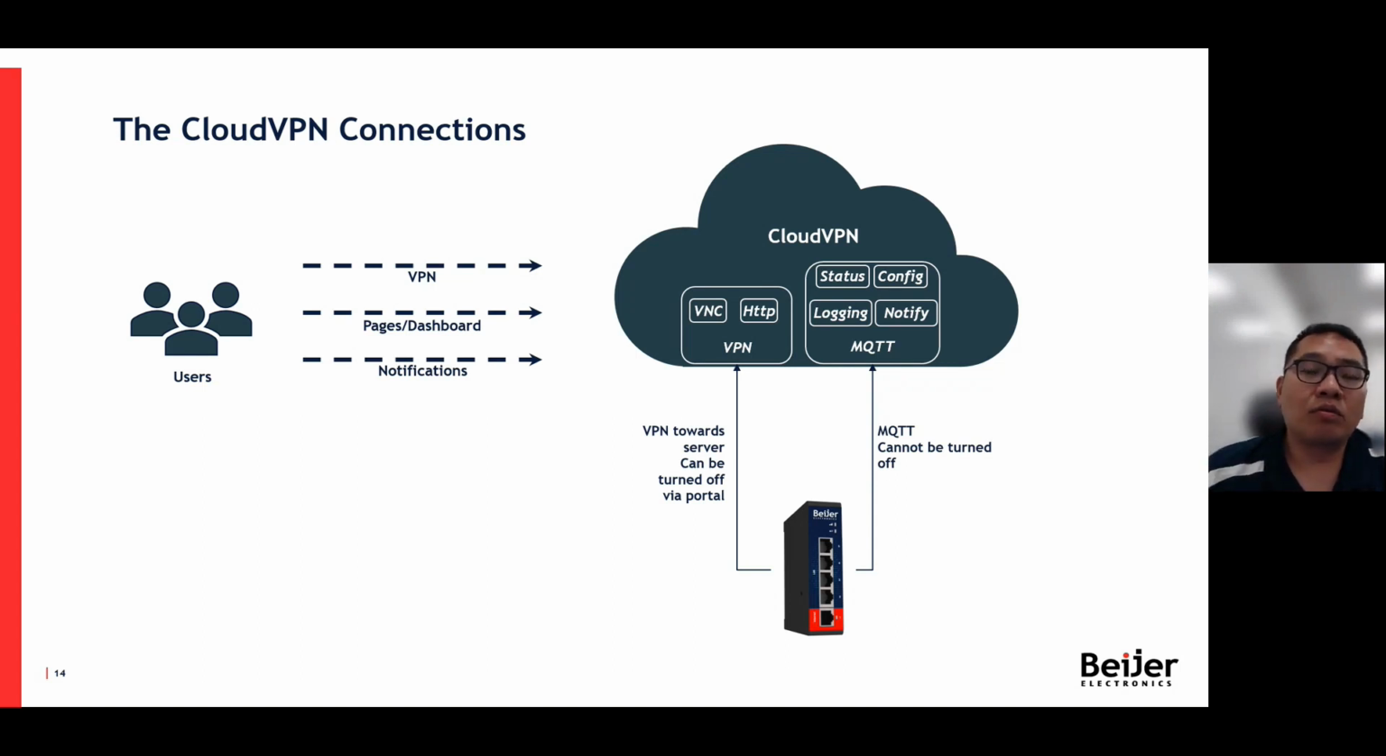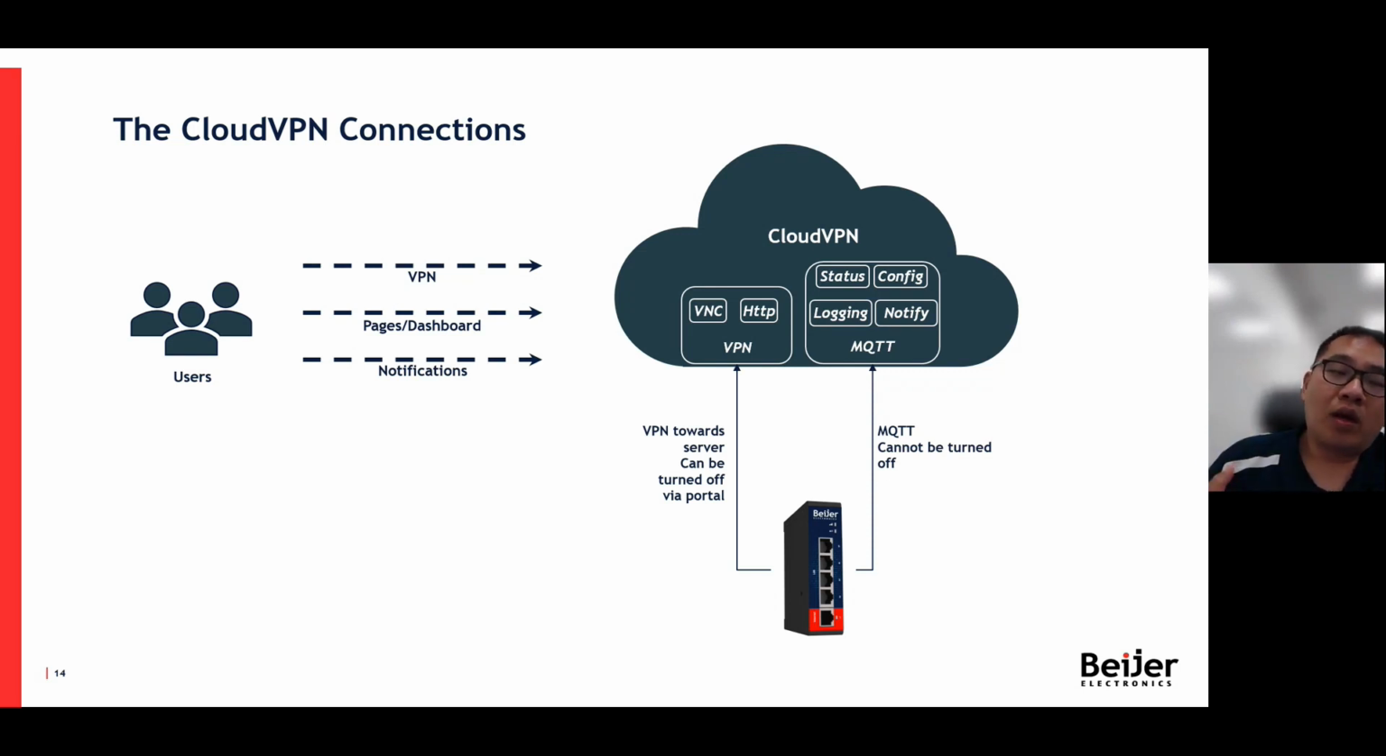Besides using the portal to turn on and off the Cloud VPN's VPN tunnel, you can actually also use the digital input that is built into your Cloud VPN to actually turn on and turn off the VPN itself. So now that we have finished looking at the router's point of view, we can look at the user's point of view, which we have over here.